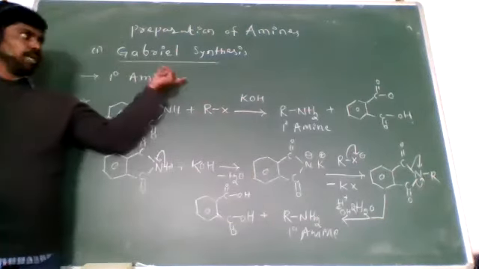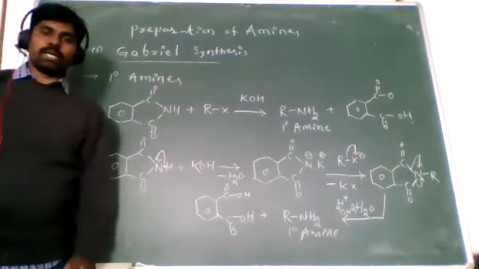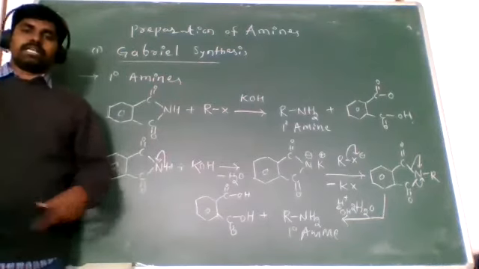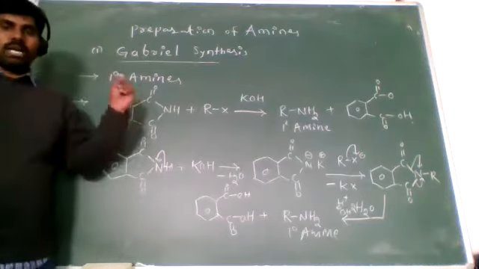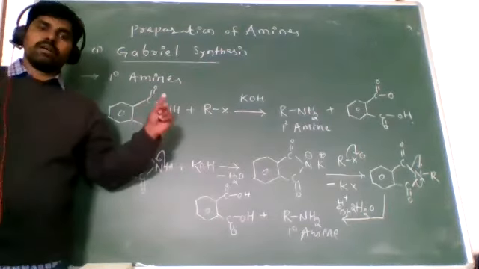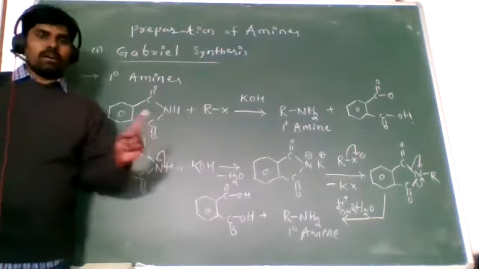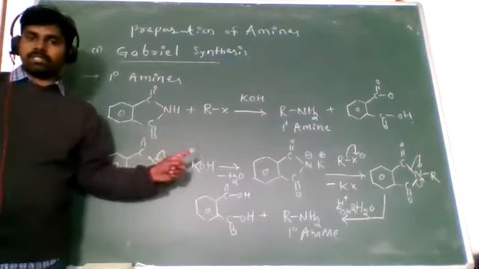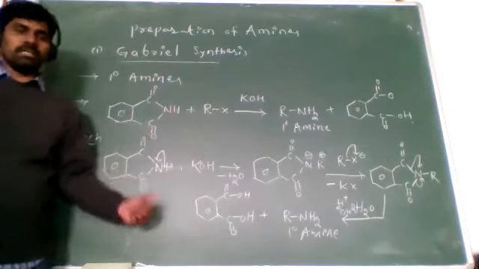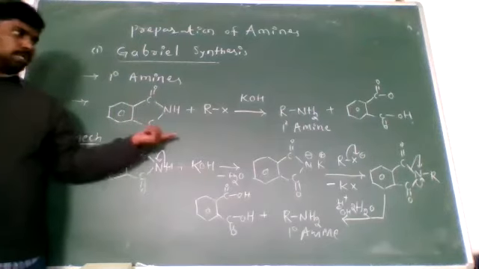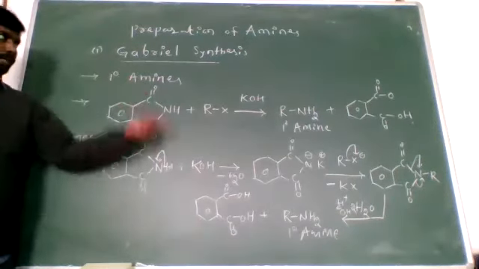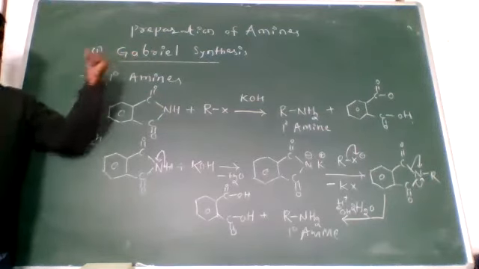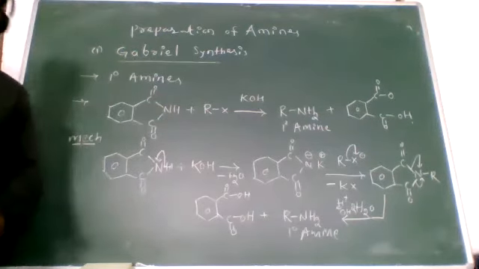In the Gabriel synthesis, we only prepare primary amine. Here it is not possible to prepare secondary amine. There is a possibility of primary amine only, not suitable for secondary amine preparation or tertiary amine preparation. So remember and keep it in mind, right? This is the synthesis of primary amine by using the Gabriel method. So, okay, write down.